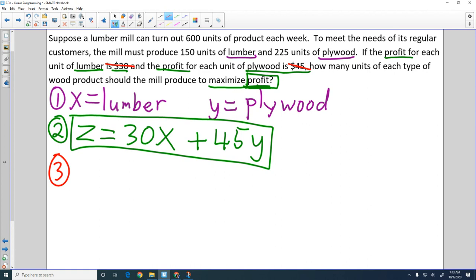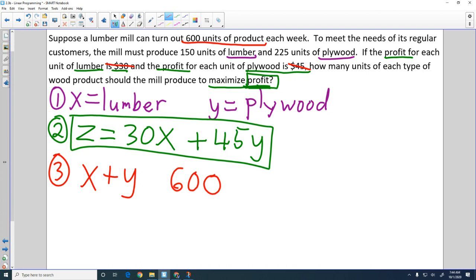Okay, that first sentence says that they can turn out 600 units of product. Now, that's not lumber or plywood specifically. That just says altogether, we can only produce 600 things, whether it's X or Y, whether it's lumber or plywood. So one constraint will be if I add up X plus Y, all the lumber I make and all the plywood I make, I'm going to compare that to this 600 total units of product. What inequality symbol should go in between those two?